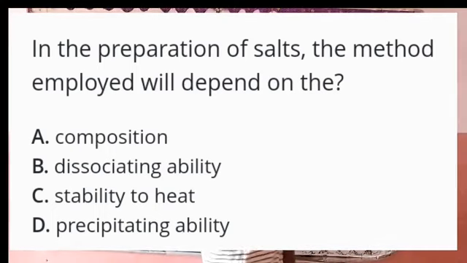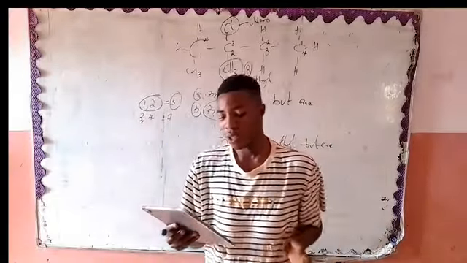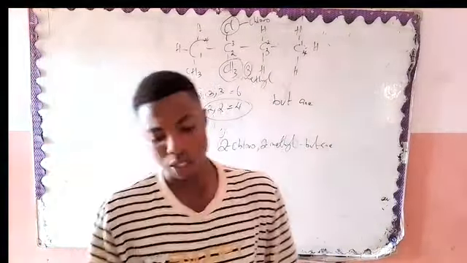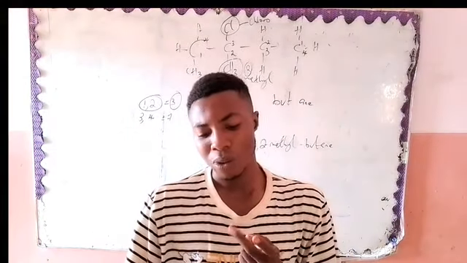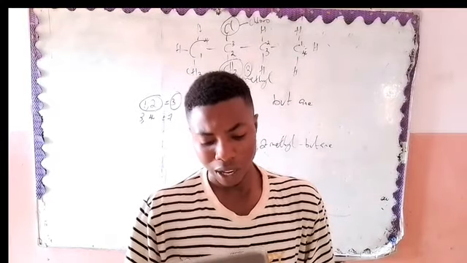So number 4 says, in the preparation of salt, the method employed depends on what? A, composition; B, dissociation ability; C, stability to heat; D, precipitating ability. Now, in the preparation of salt, there are 2 things you have to consider: the solubility and the stability to heat. And if we look at the options here, we have stability to heat, which is going to be the answer.